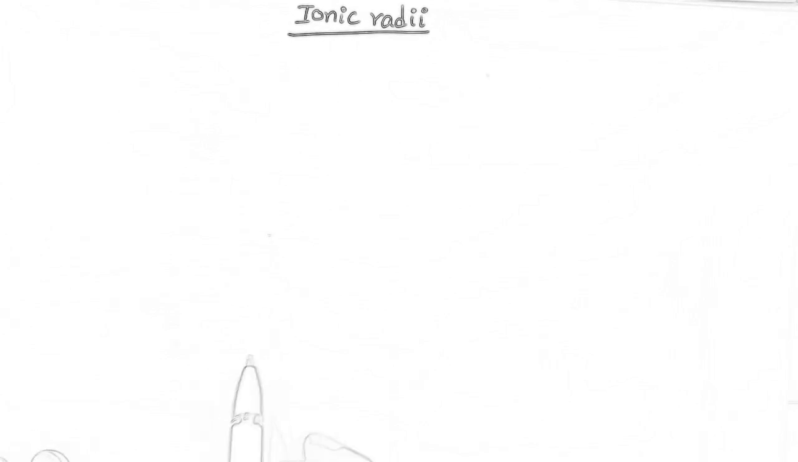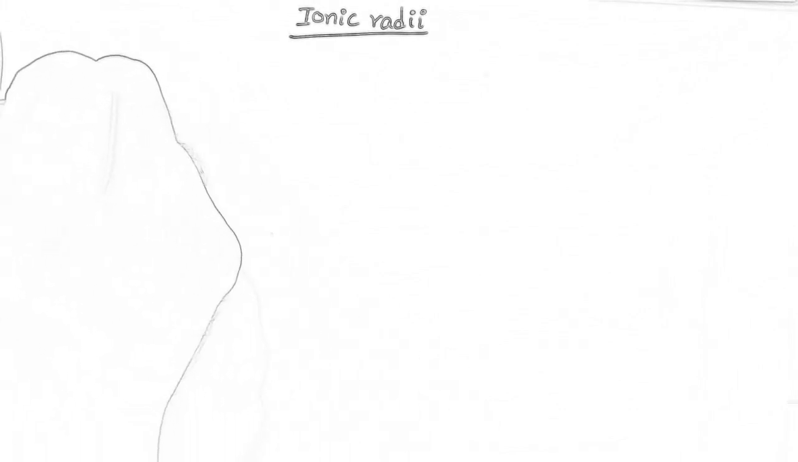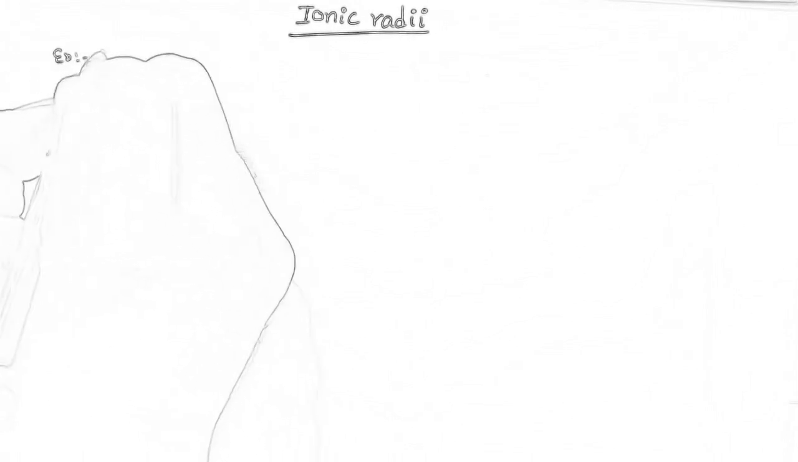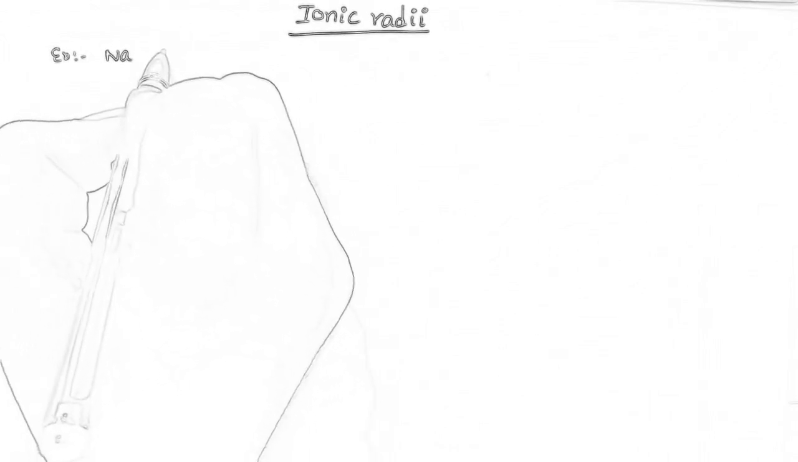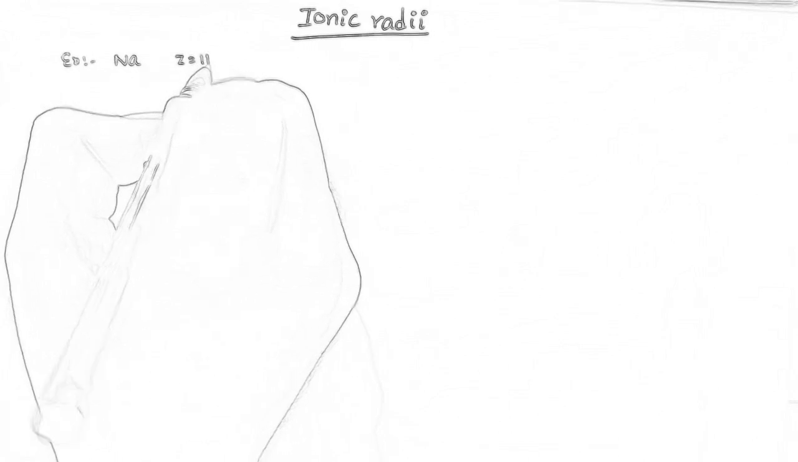సో అయానిక్ రేడియో, what is the definition of this ionic radii? Let us take one example first, then I will tell you the definition and all. I am taking here sodium. Generally, sodium, its atomic number is 11.